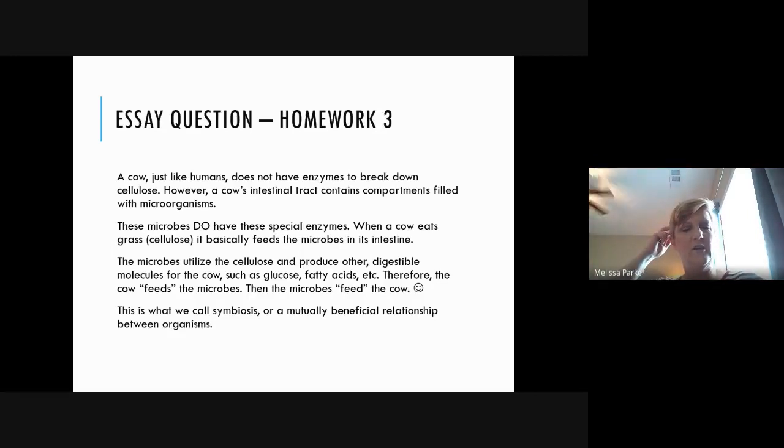A cow, just like humans, does not have the enzyme to break down cellulose. However, a cow's intestinal tract contains compartments that are filled with microorganisms. These microbes do have the special enzyme. So when the cow eats grass or cellulose, it basically feeds the microbes in its intestines. The microbes utilize the cellulose and produce other digestible molecules for the cow, such as glucose, fat, and fatty acids. Therefore, the cow feeds the microbes, and then the microbes feed the cow. This is called symbiosis, or a mutually beneficial relationship.